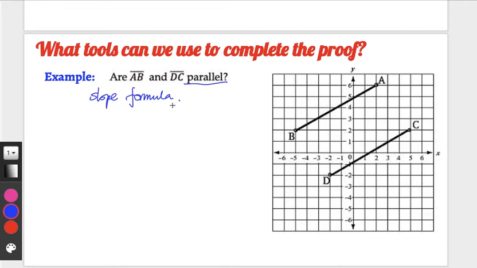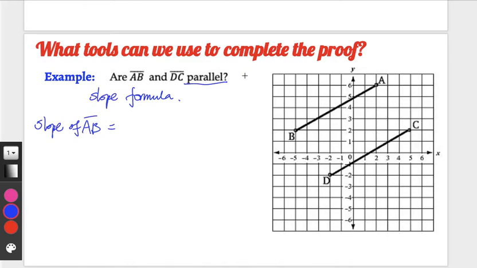Finally, we are going to come to the conclusion to say, hey, they're actually parallel. Or if it's not, then we can still come to the conclusion they're not. So this is how we use coordinate geometry to prove it. So let's find the slope of AB first.